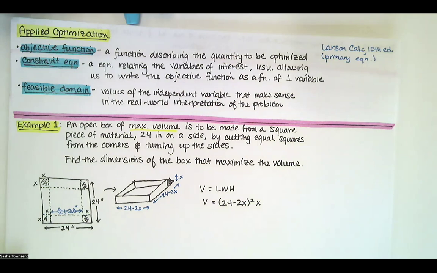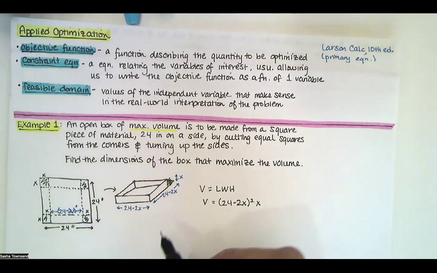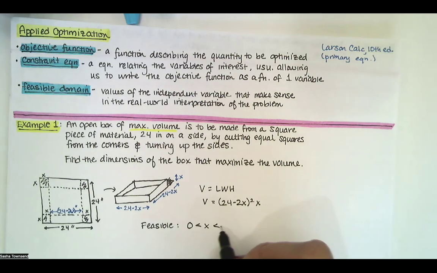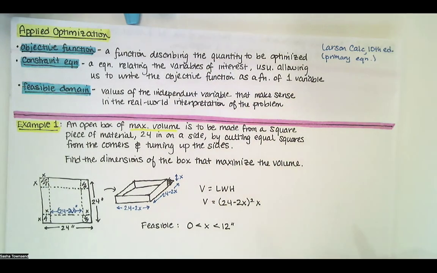Now, when we talk about the feasible domain, we're talking about the types of X values that actually make sense here. Well, if our X value was 0, we wouldn't be able to turn up the sides of the box. So our X value has to be greater than 0. And then we also know it has to be less than 12, because if X was equal to 12, then we would just be breaking this into 4 pieces, and there wouldn't be anything left to make a box. So X is between 0 and 12 inches.